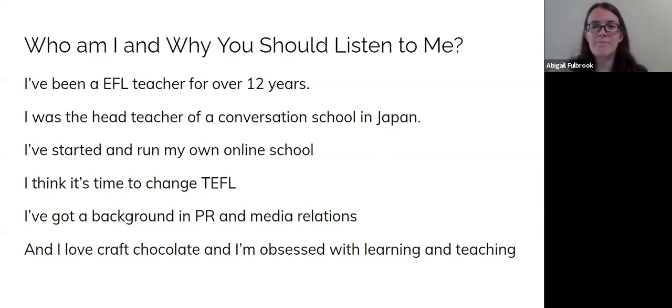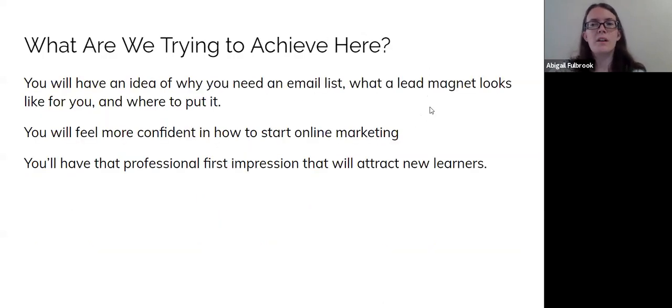Okay, what are we trying to achieve here? You'll have an idea of what an email list is, why you need to build an email list, what a lead magnet looks like, and where to put it. You'll feel more confident in how to start your online marketing, and you'll have a professional first impression that will attract new learners. That is our aim for this lesson. Are you ready? Here we go.